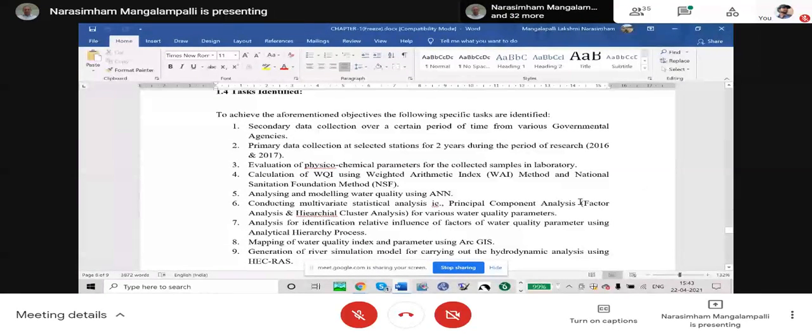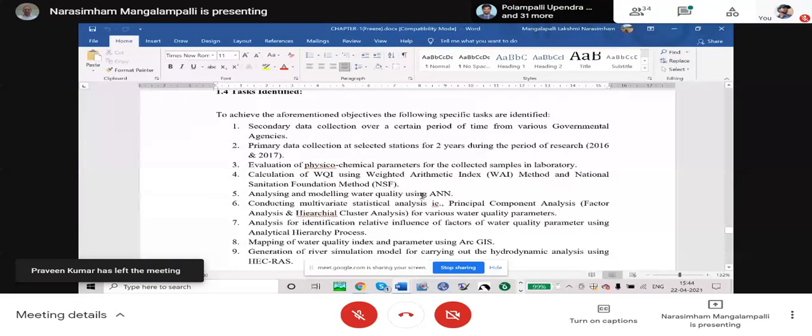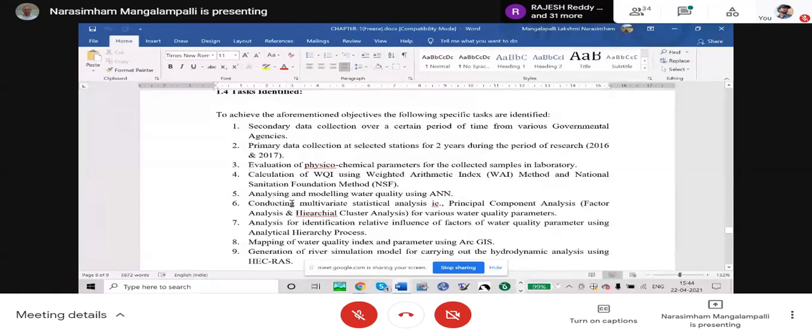So the tasks are: secondary data collection, primary data collection, evaluation of parameters, calculation, analyzing the model and modeling water quality using some method, conducting multivariate statistical analysis, identification of relative influence factors through some process, mapping of water quality index and parameters using ArcGIS, and then generation of the river simulation.